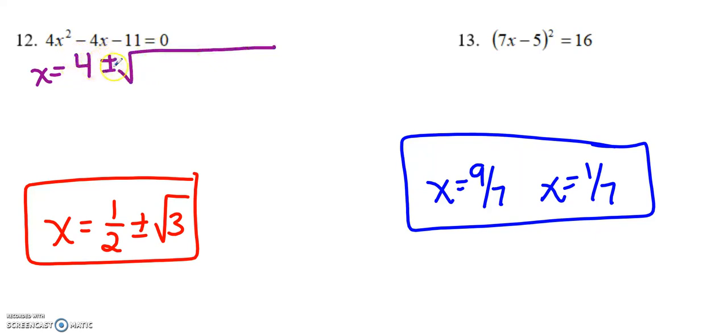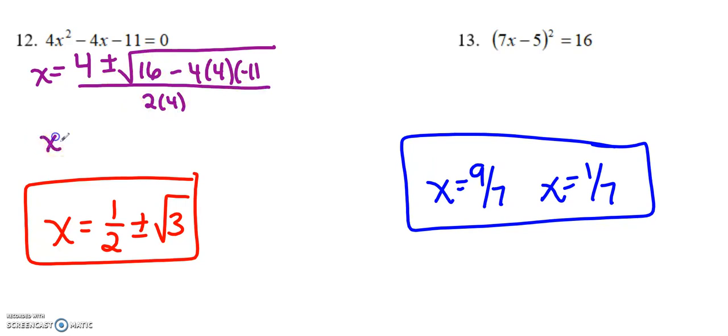So opposite b, plus or minus the square root of b squared. I'm just going to jump to 16 because I know that to be true, and that way I don't have calculator issues. Minus 4 times a times c, all over 2 times 4. I end up with x equals 4 plus or minus the square root of 192 all over 8.